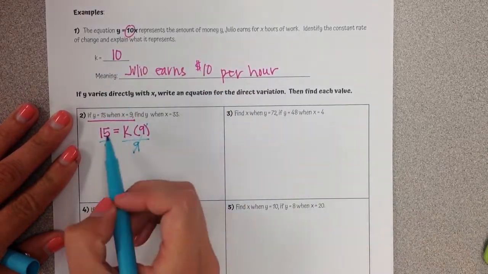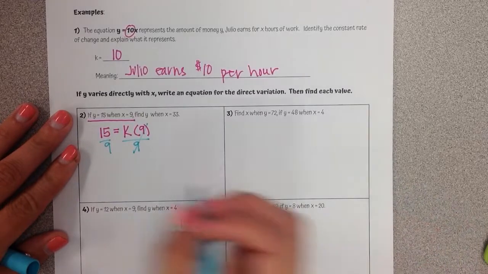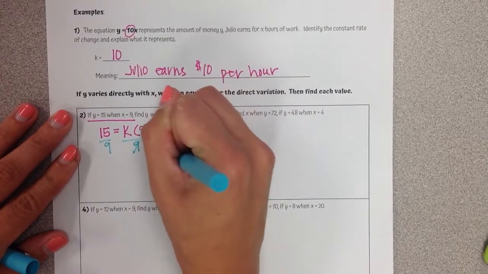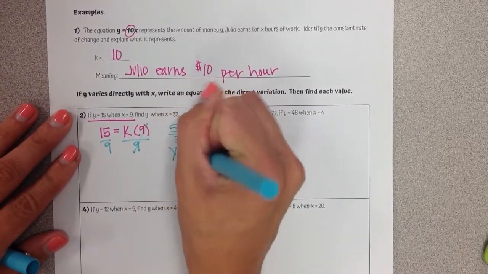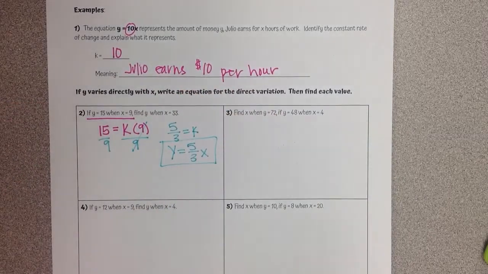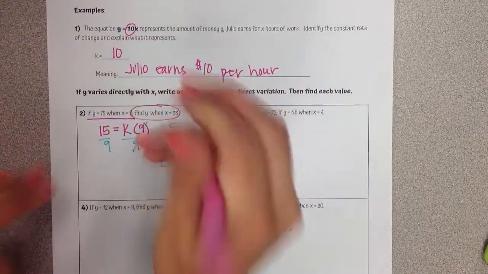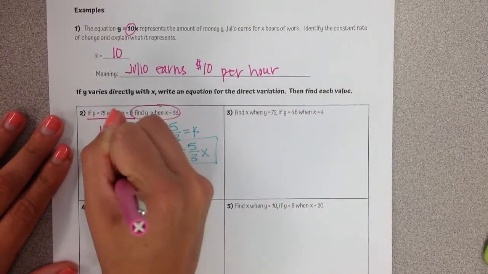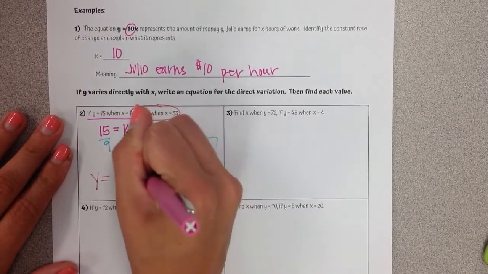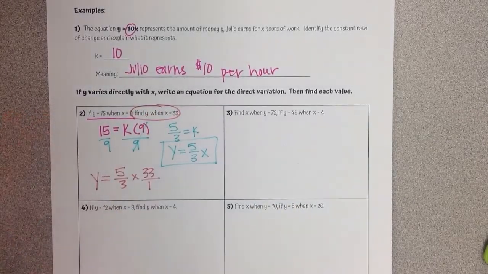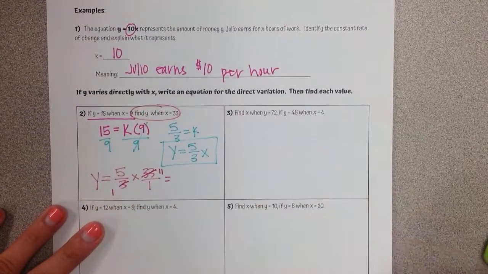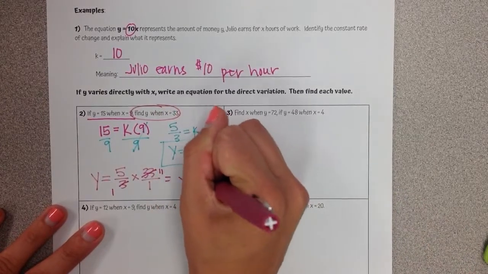On the right side it cancels. 15 ninths, I'm just going to simplify that. They both divide by 3. This would equal 5/3. k is 5/3. So our equation is y equals 5/3 x. That's part 1. Part 2 now is to plug back in. It says find y when x equals 33. So I'm going to plug in. We don't know y. We know k is 5/3. We know x is 33. So I'm plugging in 33 for x. Now I'm going to simplify and multiply across. I'd get that y equals 55.